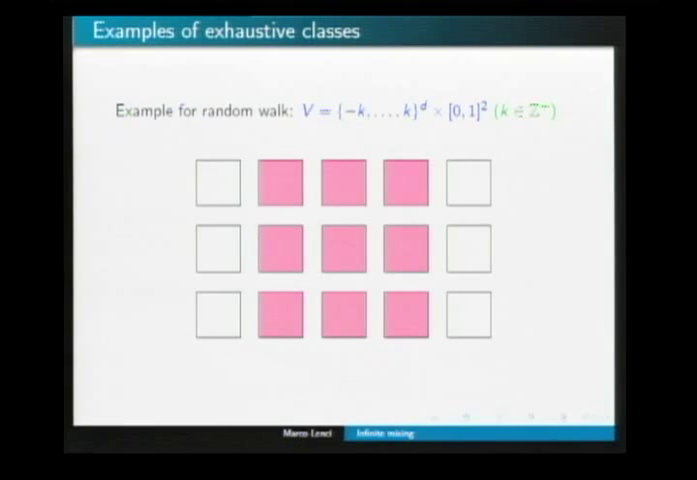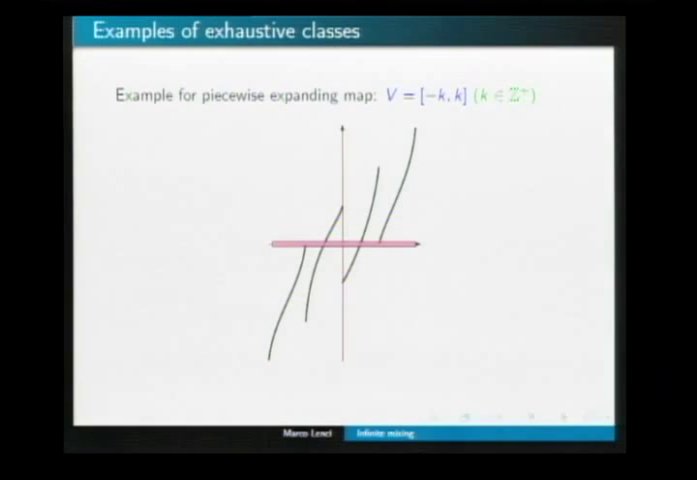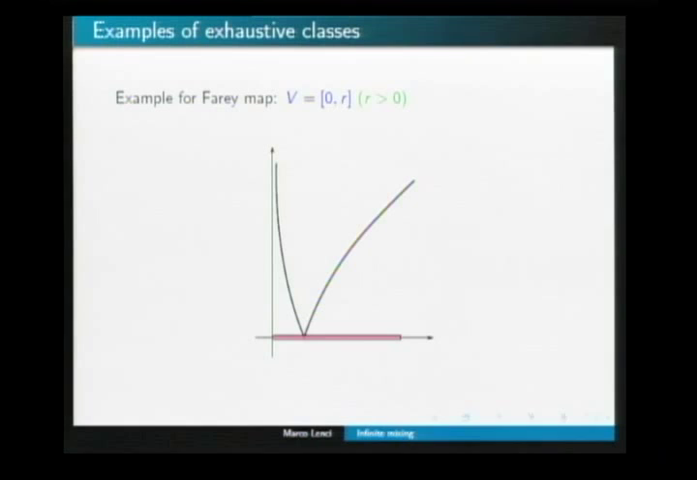Or in the random walk case, you take the union of unit squares. Once again, k here is the index. You let k grow so that the union of this finite number of unit squares exhausts the whole phase space. In the case of the piecewise expanding map on R, you take a centered segment that, once again, gets larger and larger. In the case of the Fermi map, you only have one way to go to infinity, so you take intervals of the type 0R, and then you let R go to infinity.